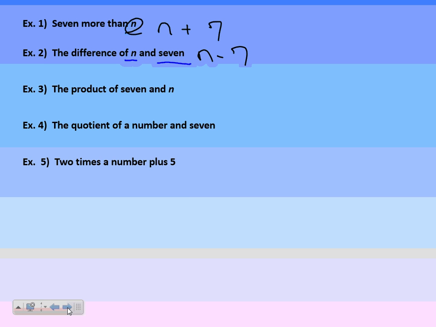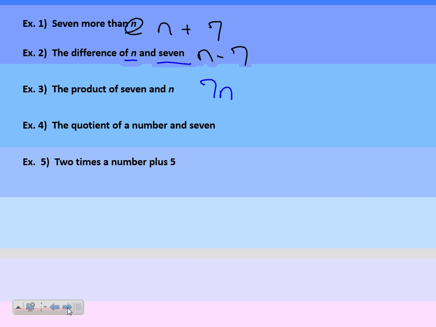The product of 7 and n. 7 times n. Now the question is, do you do 7n? Do you do 7 dot n? Or do you do 7 parentheses n? Which way do I like the best? I actually agree with both. I like 7n the best when you're using a variable. The only time I'd want to do parentheses is if I want to plug a number in. If I want to plug a number in like 7 times 9, I would say 7 parentheses 9. Does that make sense? So if it's a variable, just 7n. That's the best way.